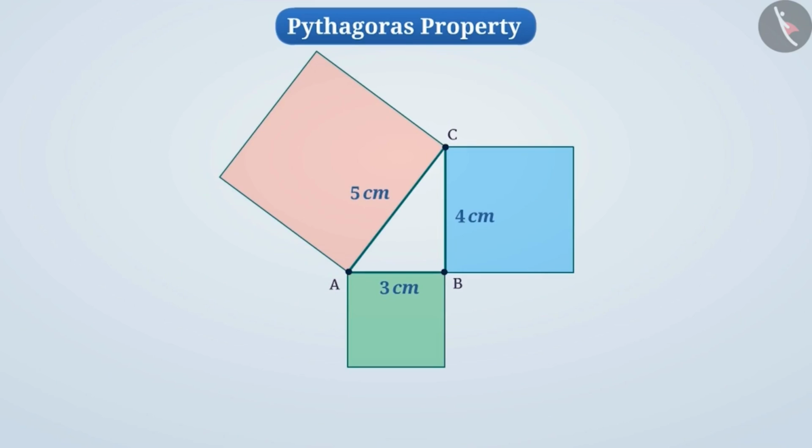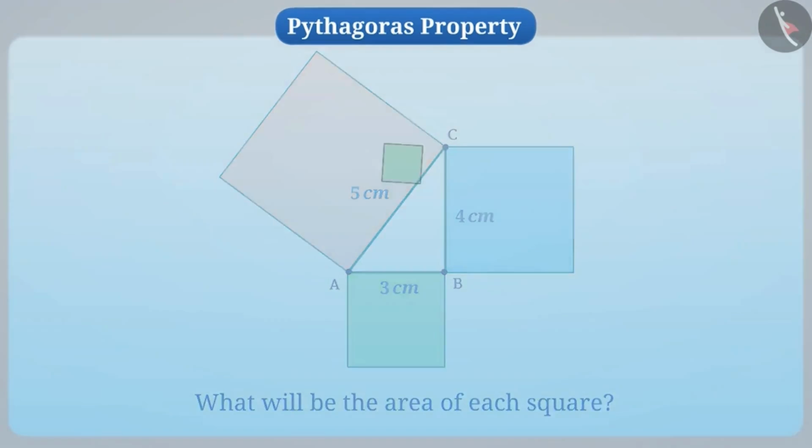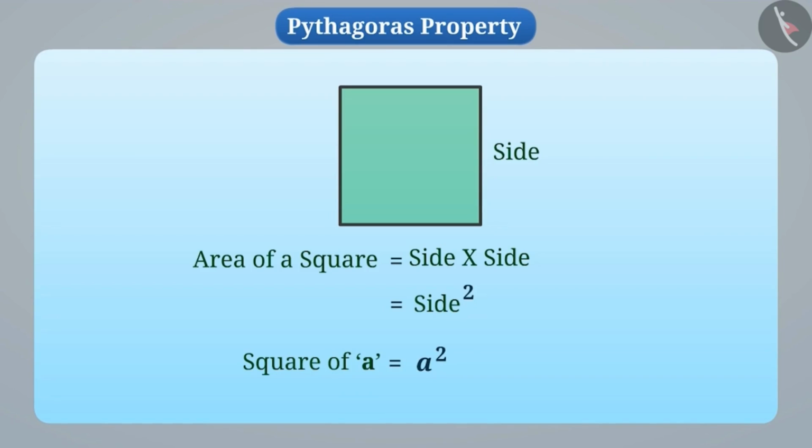Can you tell me what will be the area of each of these squares? Think for a while. Let me tell you. Area of a square is equal to side multiplied by side, which we represent as side square. Note that whenever you see 2 written above any number a, we call it the square of the number a. This means that the number a is being multiplied by itself twice.